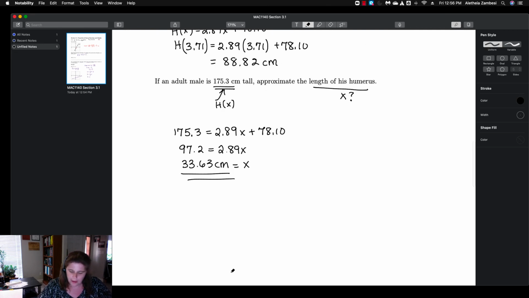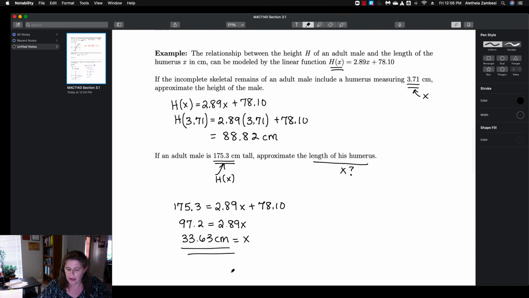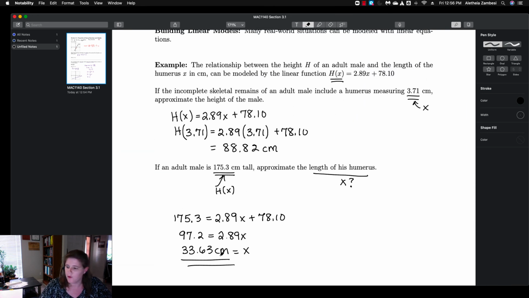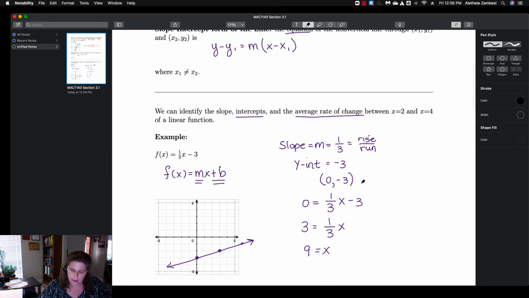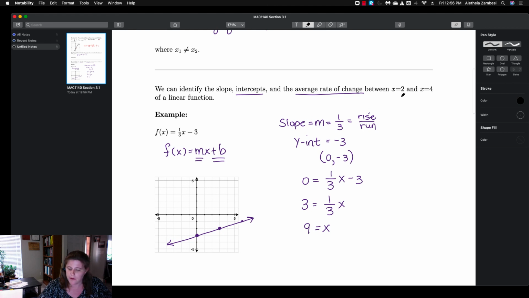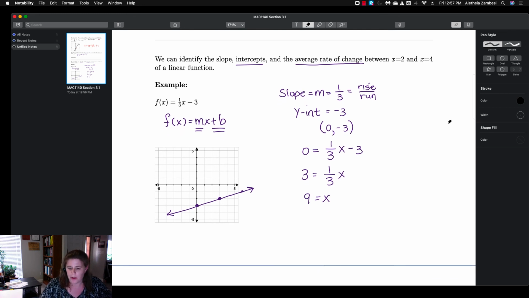All right, so you'll have a couple problems in the homework that are applied and a few problems where you're looking for the slope and the intercepts of a line. Let me double back for a second on that slope and intercept problem: average rate of change between x = 2 and x = 4. There is a formula for average rate of change that we went over in Chapter 1.